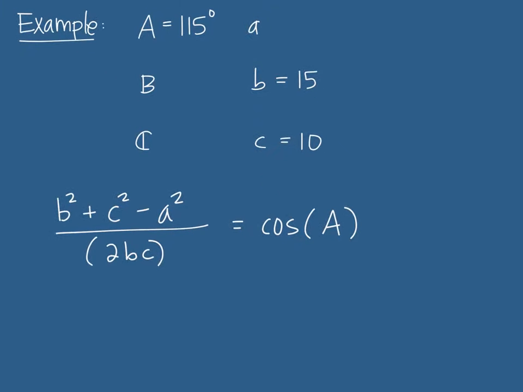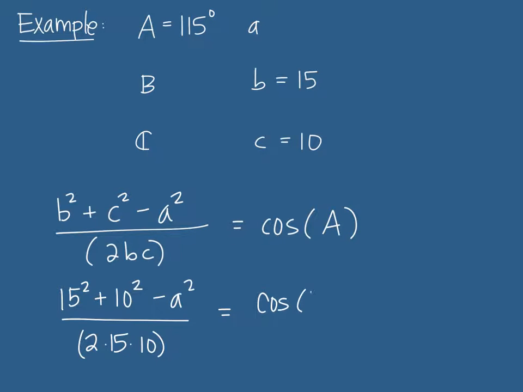All right, so I have everything I need but what? What's the only number I don't have? Little a. Okay, so I've got everything else. So 15 squared plus 10 squared minus a squared, which is the one I don't have, over 2bc, which is 2 times 15 times 10, equals cos of 115.